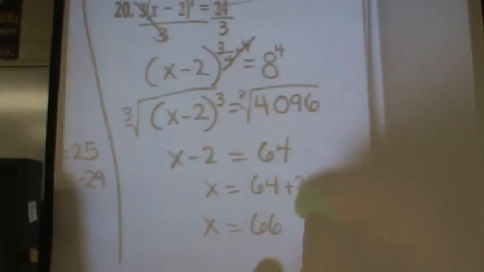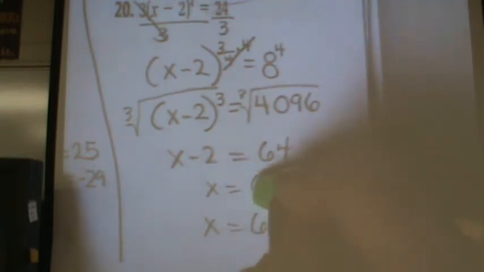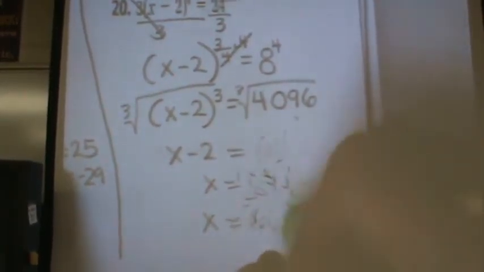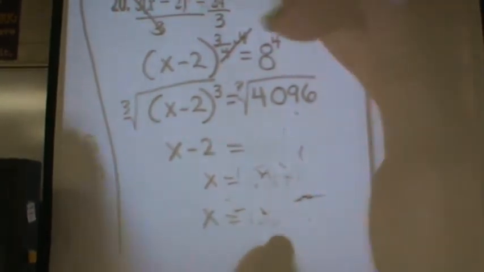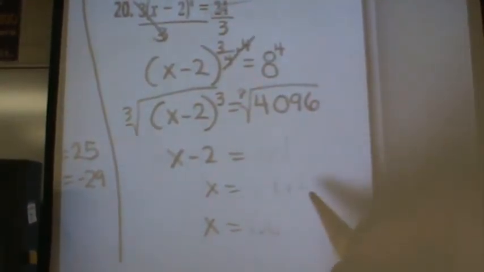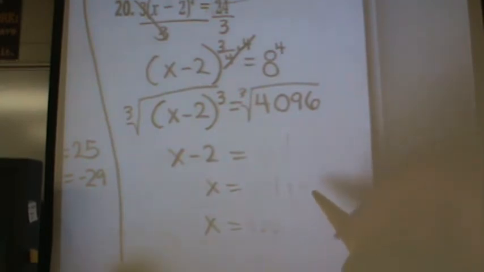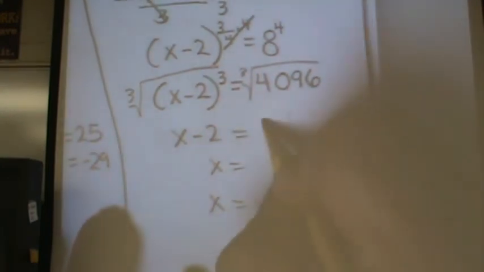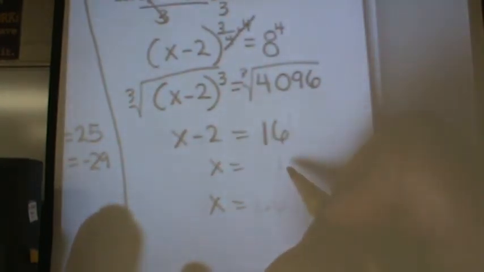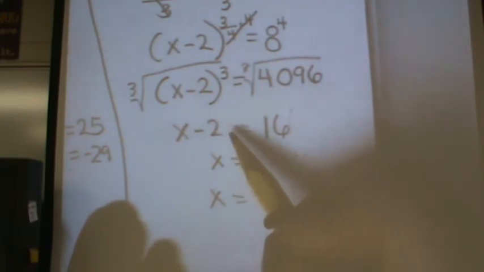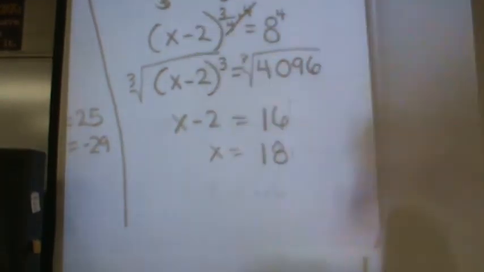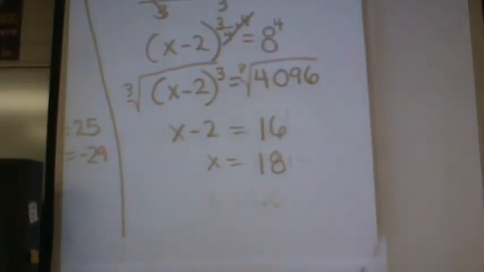This is supposed to be 16. So no one caught that. And you know how I caught it? Our answer was wrong. Because I checked it and it didn't work. What's the third root of 4,096? 16. Nice going. Then what do you do? 16 plus 2. 18, not 66. By taking that extra 30 seconds to check, it taught you all a lesson.